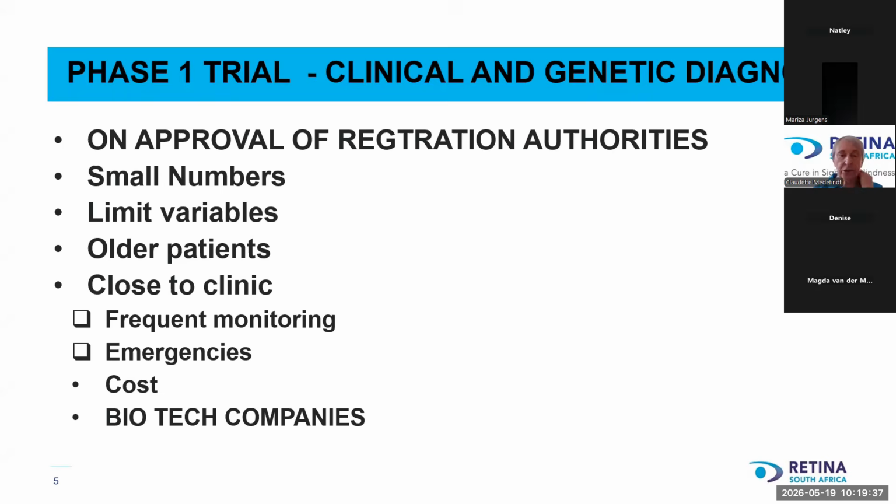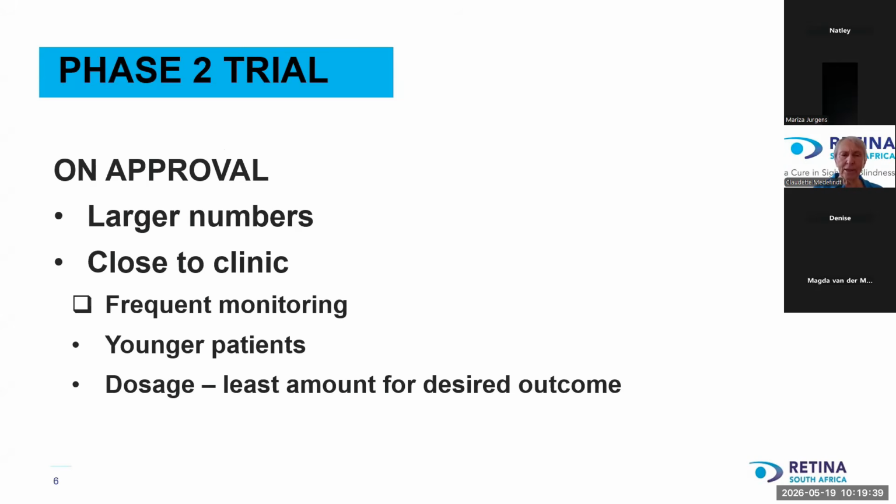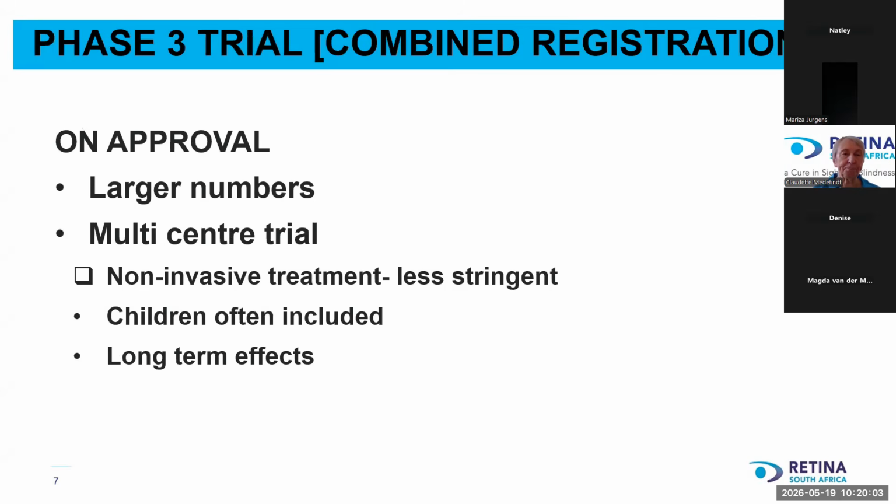In phase 2, it can go to larger numbers. Normally, they also like them quite close to the clinic or at least within the same country, because again, there's frequent monitoring, perhaps less frequent than in phase 1, but it still could be monthly or every 2 months. And then they will start to look at younger patients. And then again, they will start looking at lowering the dose to see if they still maintain that desired outcome.